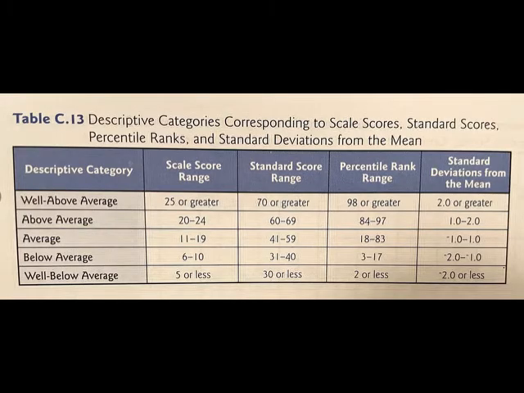The last column you will see is the descriptive category. This can be found in table C13 as seen on the screen. This is a pretty self-explanatory table from what you can see. You follow along this chart using the scale score, standard score, and percentile rank to find if the individual you are testing scored well above average, average, or below average. You can complete this for each of the subtests and combined categories.